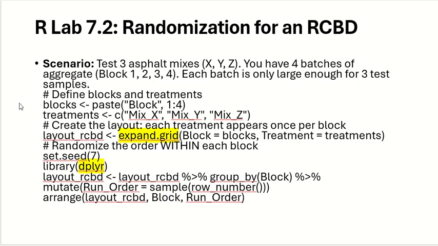So the 4 batches are 4 blocks. We have 3 asphalt mixes, X, Y, Z. So this is the treatment. Now it's alternating: 1, 2, 3, 1, 2, 3. What is this now in the blocks? So it's Y, X, Z, Y, X, Z. No, not like that: Y, X, Z, then stop at the block. Z, Y, X, Z, X, Y, Z. Yeah, it's random.